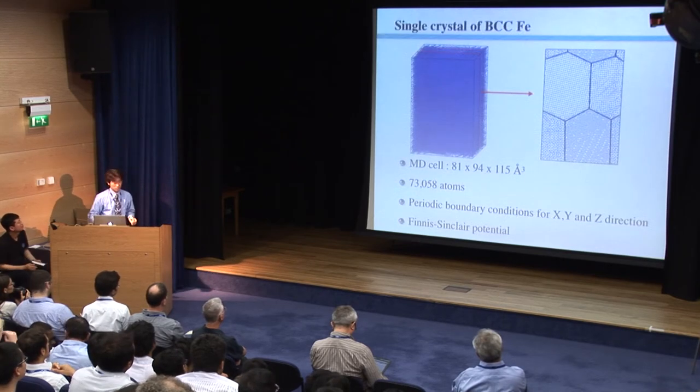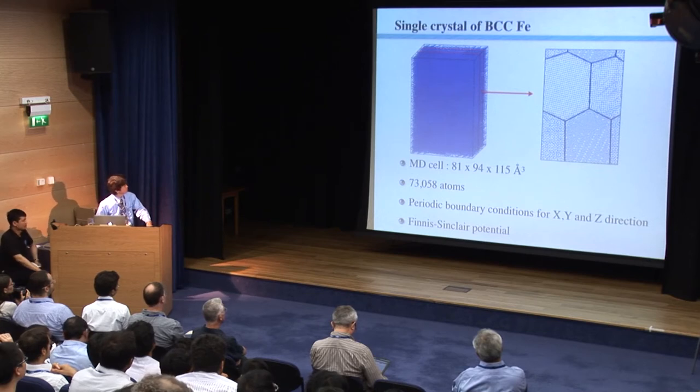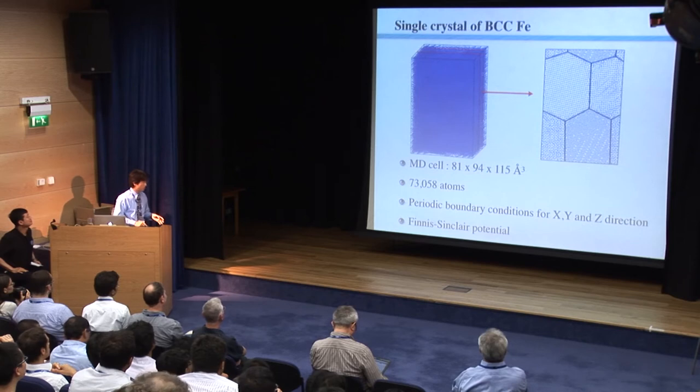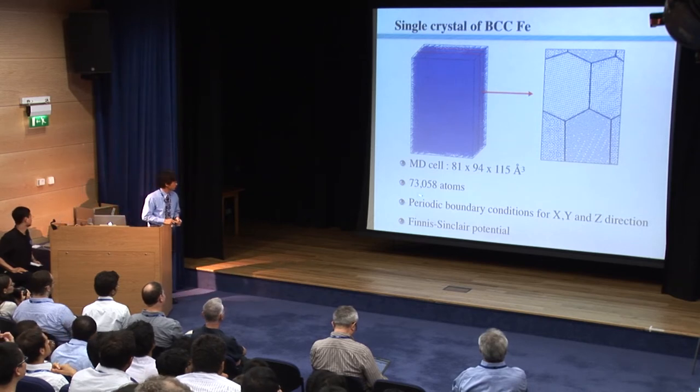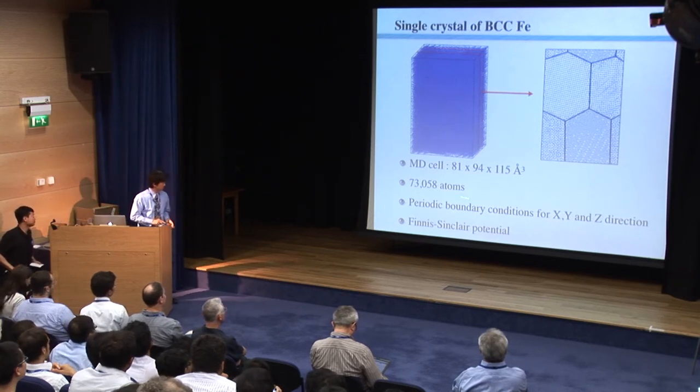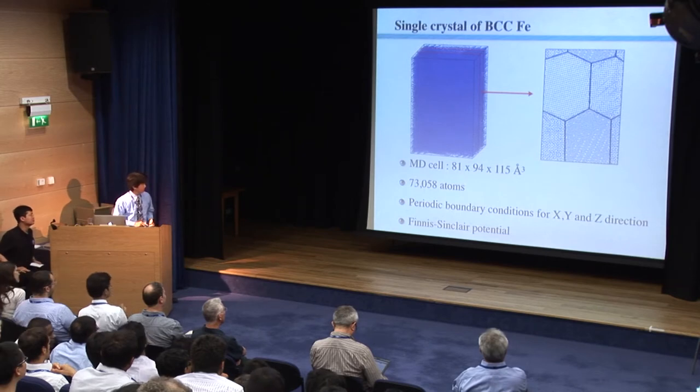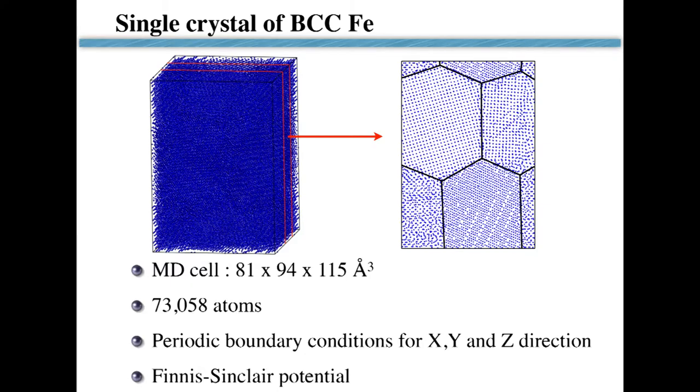Next, I will talk about the MD simulation of polycrystal. And just a mistake, this is a polycrystal. From here, I will talk about the polycrystal. MD cell size is here, and periodic boundary condition and FS potential were also applied. In this simulation, a polycrystalline MD cell was used.